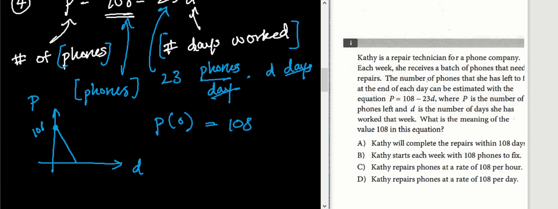A, she'll complete the repairs within 108 days. No, that doesn't match our insight at all. B, Kathy starts each week with 108 phones to fix. So B looks like the right answer. We can just be very thorough and look at choices C and D. Kathy repairs phones at a rate of 108 per hour. In fact, her rate of repair is 23 per day. So that doesn't make sense. And you see the same thing show up in answer choice D. So that's how we can look at problem 4.